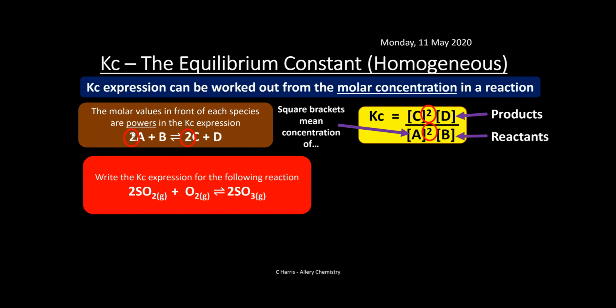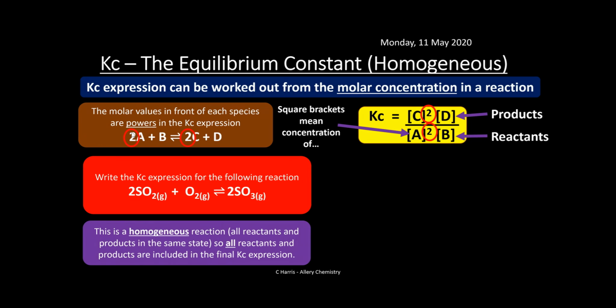So let's write out the Kc expression for the following reaction. We've got 2SO2, which is a gas, plus O2, which is a gas, going to 2SO3 gas. They're all gases because it's a homogeneous reaction, so there's no difference here. So that's what we were saying before. In a homogeneous reaction, all the reactants and products are included in the Kc expression. You'll see an example later where it's heterogeneous and we don't include everything.